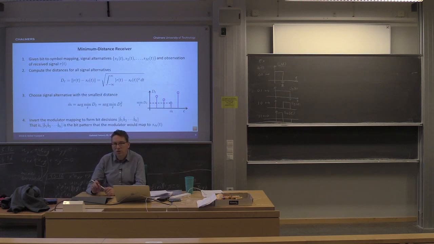So let's continue. So this is what we want to do, and I will try to motivate why this is the way. We're the receiver now. Our task is, given the bit to symbol mapping and the set of signal alternatives, that is, we know the shapes of the signals. Of course, we don't know which signal has been transmitted because that's the task, right? But we know what the alternatives are. And we have an observation of R.